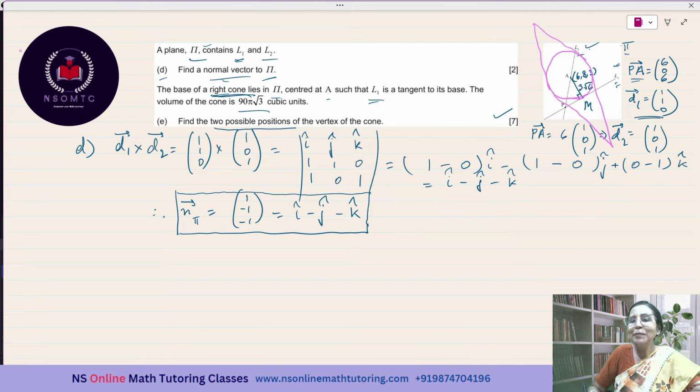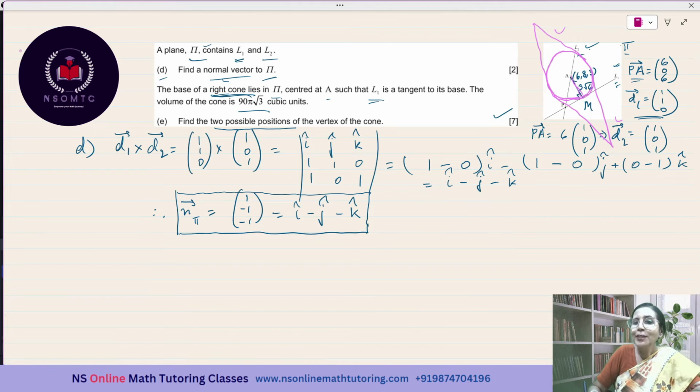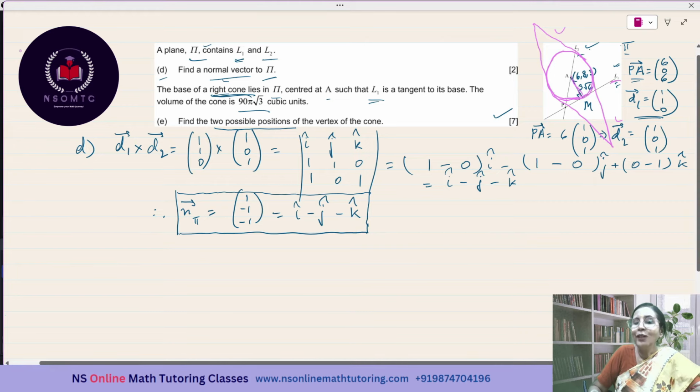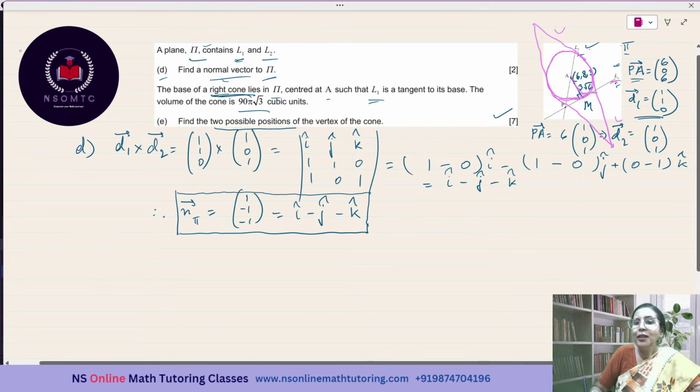So let these be the two possible cones. This circle is the base of the cone. This will be the radius, of course, because this is the line which is perpendicular to the line L1. So AM is the radius of this base and it is equal to 3 root 6 units. We have found the shortest distance. So we know the radius of this cone and these may be the two possible vertices, maybe this is V1 and this is V2.